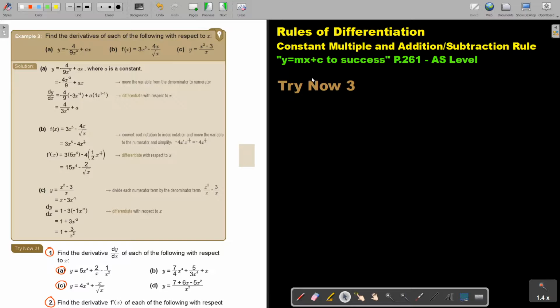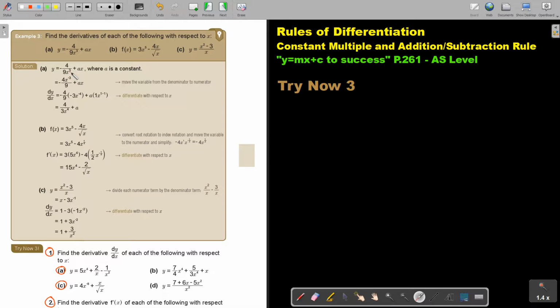In the previous video, we introduced the rules and we were looking at a few basic examples. In this video, we are going to focus on more advanced examples. Let's first look at the examples. Find the derivatives of each of the following with respect to x. So if I give you this one, see that a is also a constant. So let's start with number a.